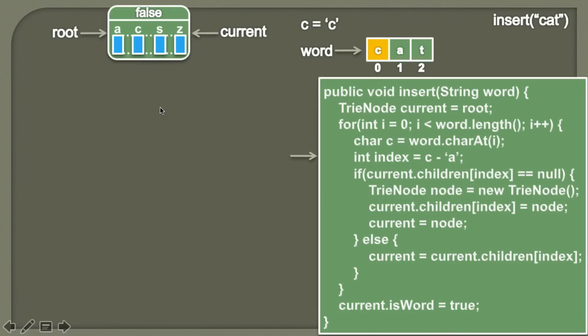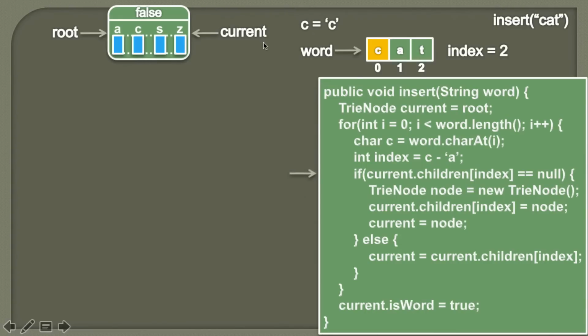Also friends, in our previous tutorial we discussed how we are mapping the index with an actual character, and we saw that if we subtract a from any particular character, we'll get the index value. So here the value stored in c is C, and when we subtract a from it, we get the index value. So here the index becomes 2. So in the try node array, index 2 maps to character C.